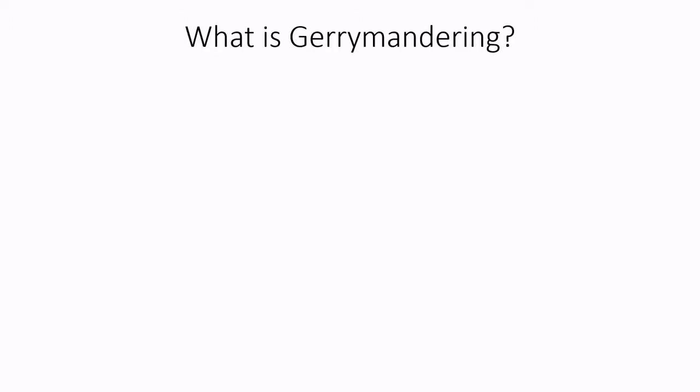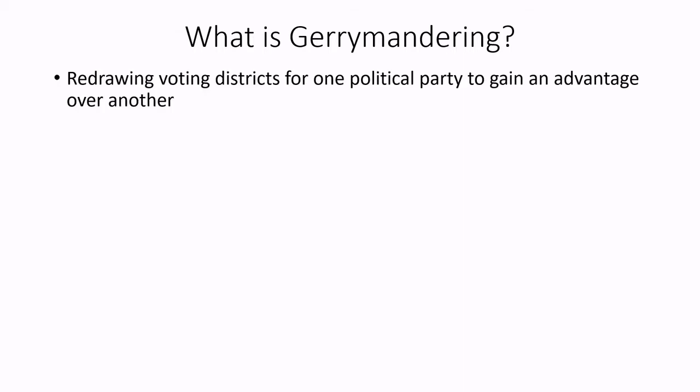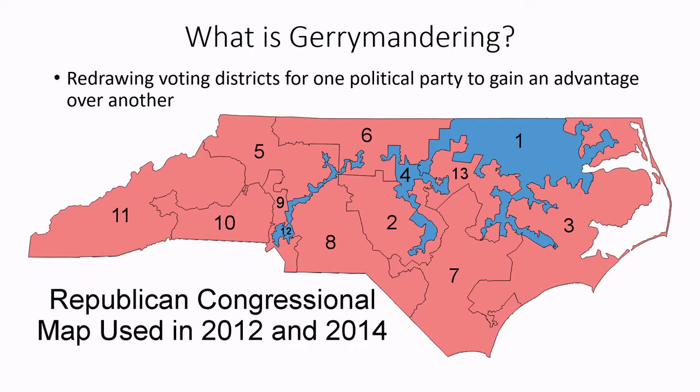So first off, what is gerrymandering? Gerrymandering is redrawing voting districts for one political party to gain an advantage over another. Obviously, this is something we'd like to prevent. Probably the most egregious example of that is in 2012 and 2014 in North Carolina, where all the Democrats in the state were compacted into these long, squiggly, snake-like districts so that their votes could be diluted.